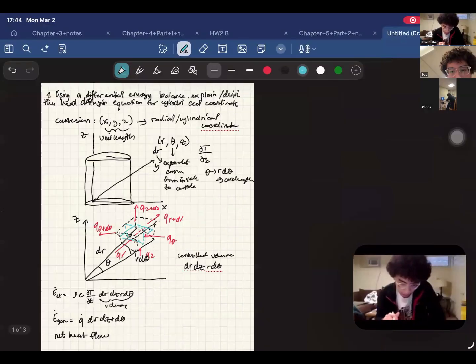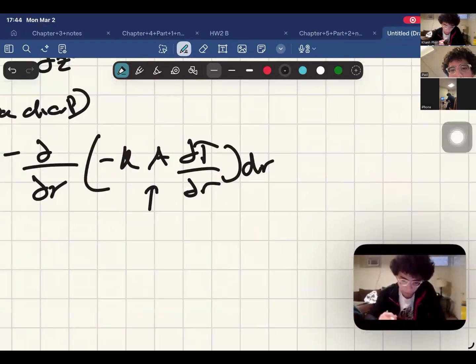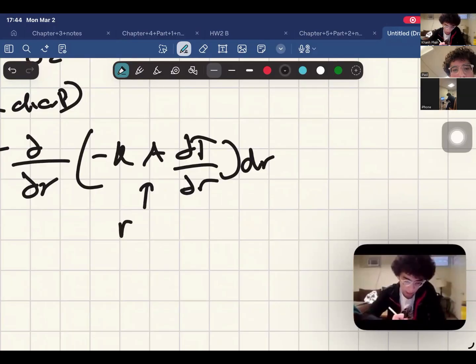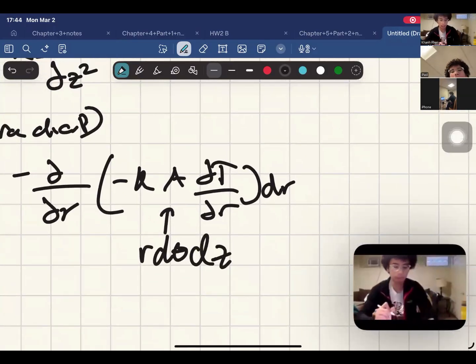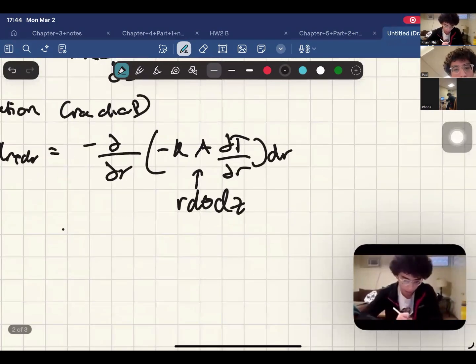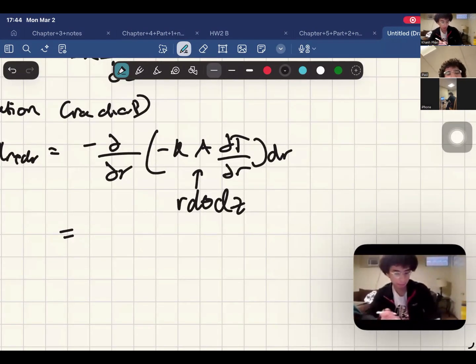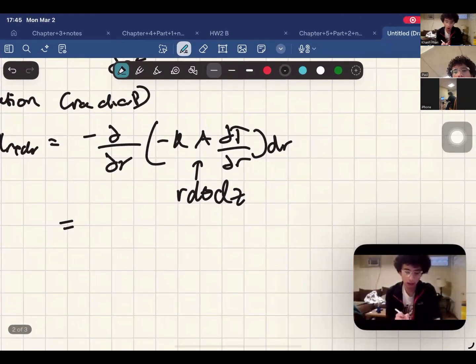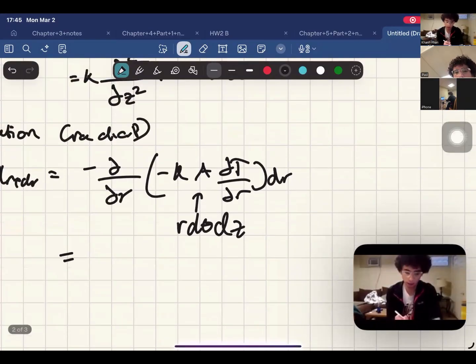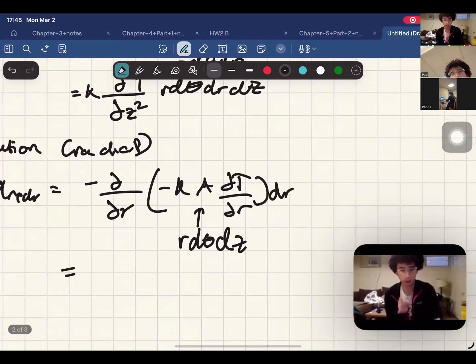So its area is going to be made up of the same R dr, the arc length, times the height. Notice here that this k dT/dr is in parentheses, so for this whole thing we would need to find the derivative. It's a derivative of this whole thing. R is a variable because it's a derivative with respect to R.